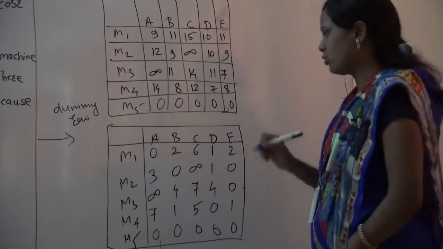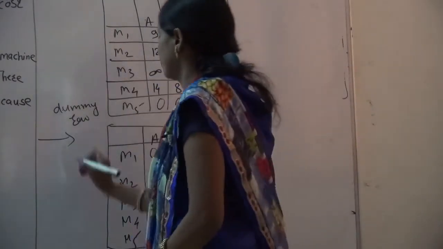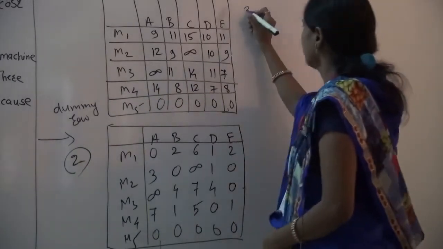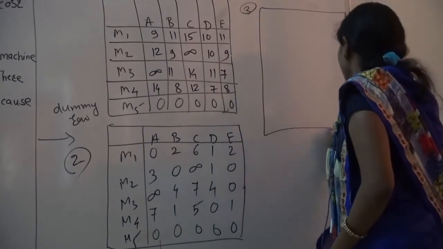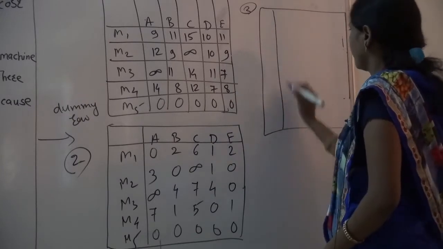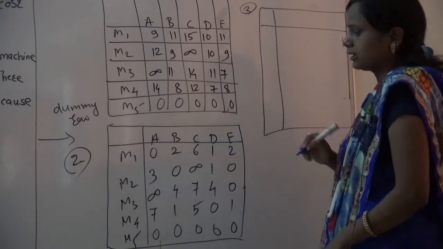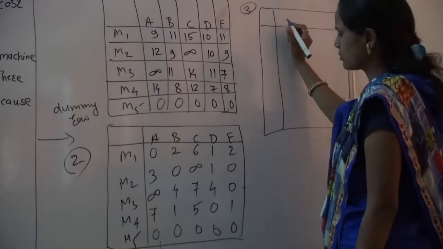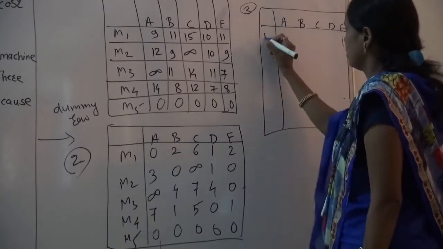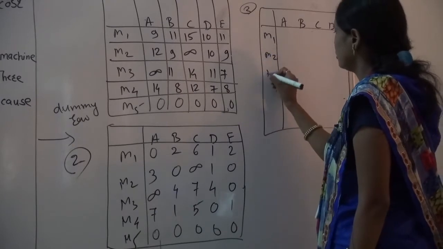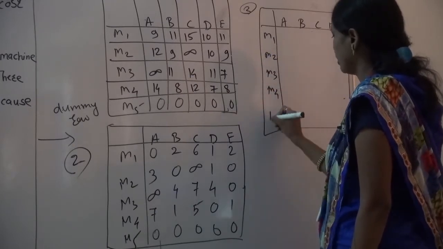Okay. Now step number third. This is step first. This is step second. This is step third. So see here what we get. Now the next third step is column step. So see here A, B, C, D, E, M1, M2, M3, M4, M5.